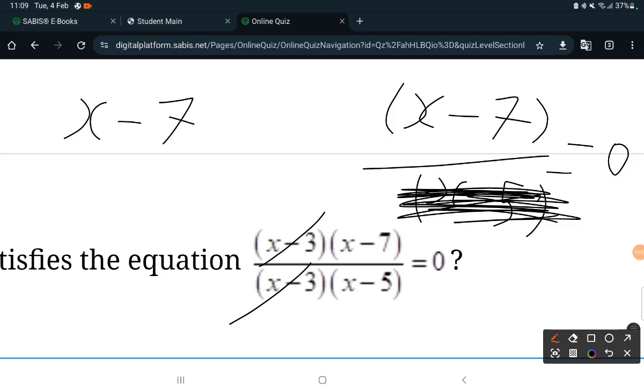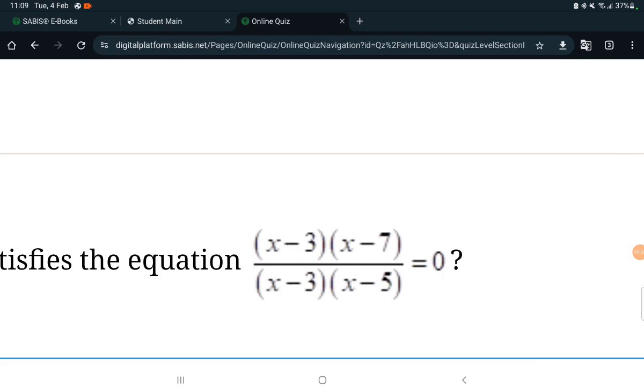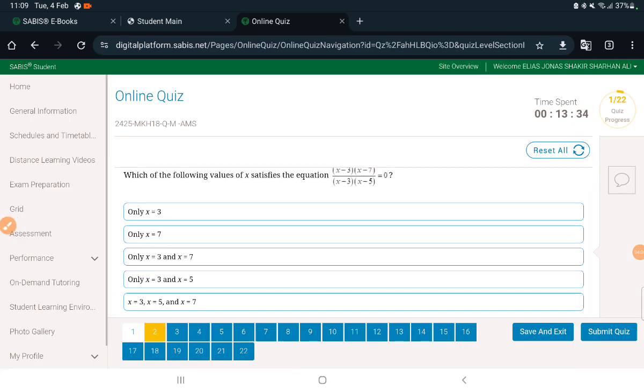Let's write that down over here. We can take negative 7 to the other side. It changes to positive 7. So we get x is equal to 7. This one is an easy question. It's just like the first one.